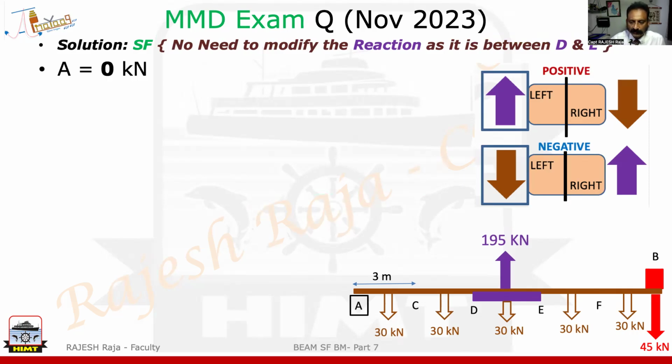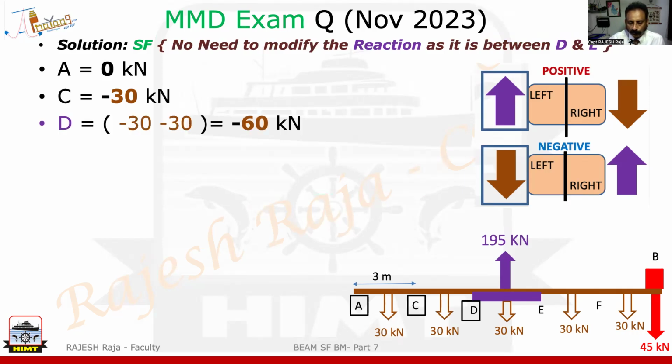No forces on A and left of A, so that means it's 0. Let me come to Charlie. When I come to Charlie, you will see there is one force which is acting downwards at 30 kilonewtons, so minus 30. Please remember, this is matching exactly with the sign convention I've shown you here. Let me go to Delta. I have minus 30 times 2, so it is minus 60.